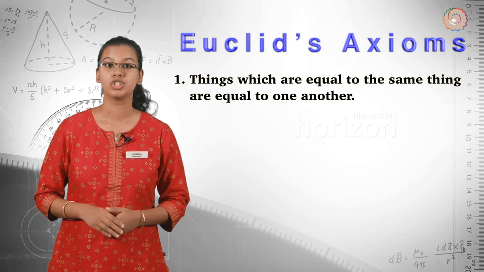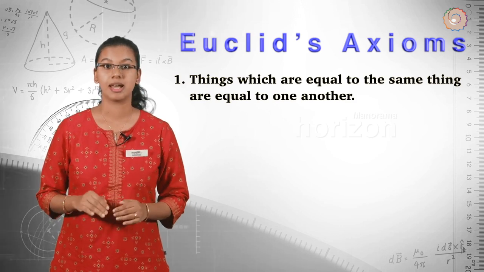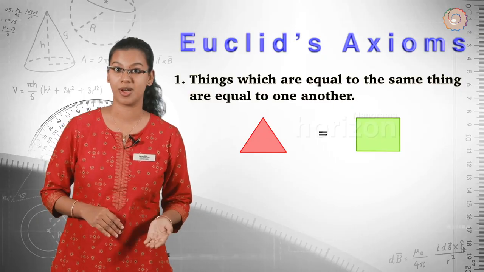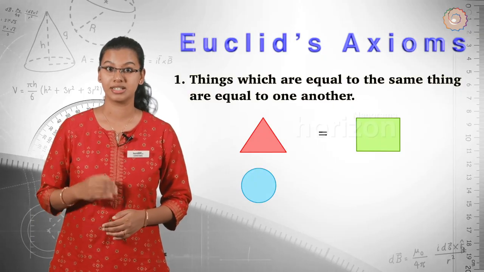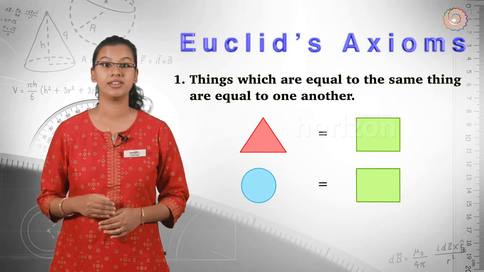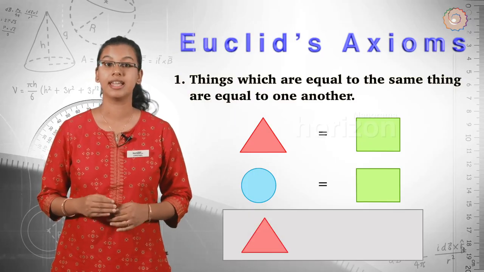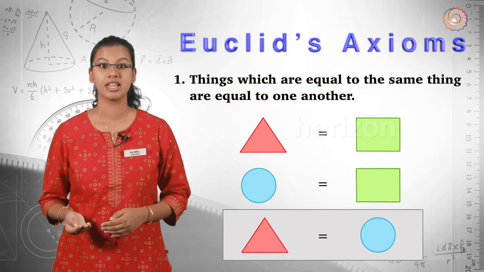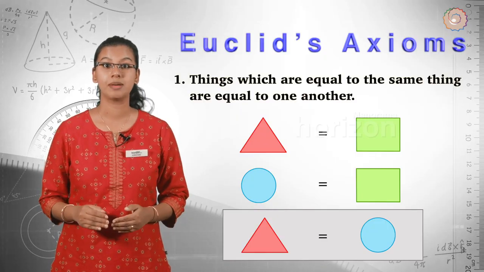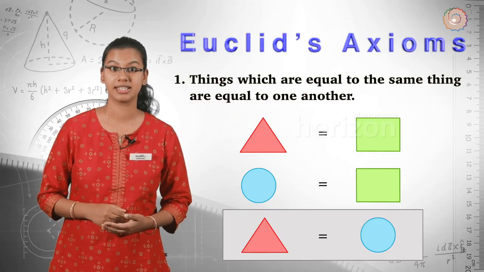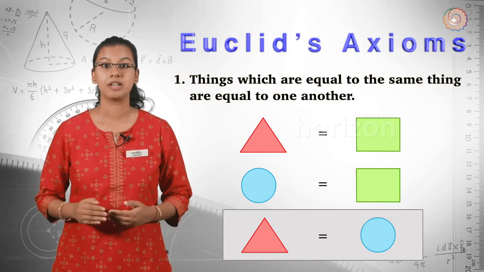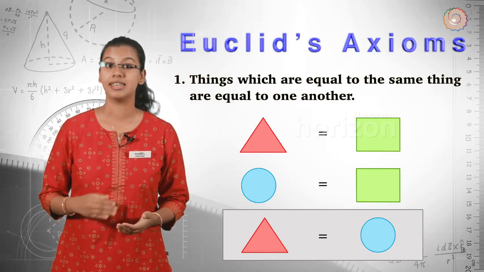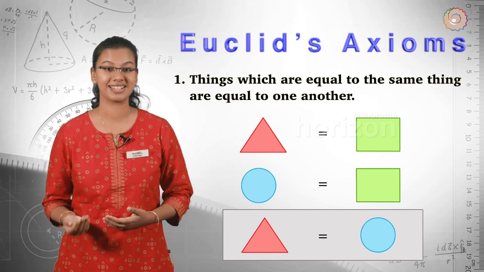This could be applied to plane figures. Suppose the area of a triangle is equal to the area of a square. The area of a circle is also equal to the area of the square. Then the area of the triangle is equal to the area of the circle. Please note that only the magnitudes of the same kind can be compared and added, but magnitudes of different kinds cannot be compared. For example, a line cannot be compared to a rectangle.